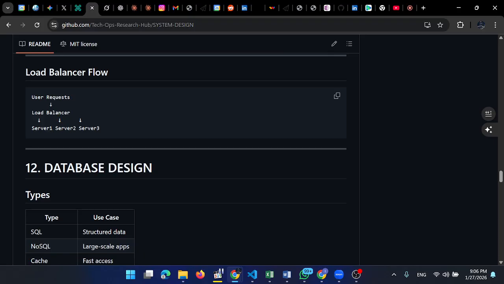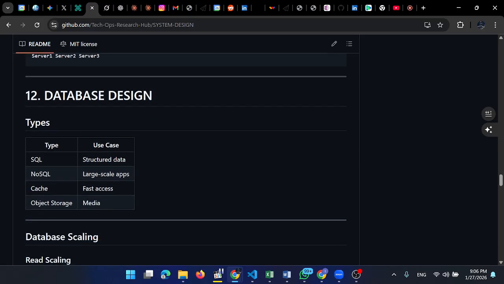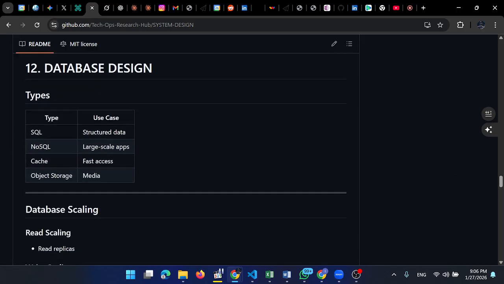So there's what you call the load balancer flow, and when you talk about load balancer flow, we're looking at what we call user requests, and then also the load balancer. In the load balancer, we have server one, server two, and server three. So let's look at database design. Under database design, we have types, which are SQL, NoSQL, cache, object storage, and then we have use cases. Under use case, we have structured data, large scale applications, fast access, and also media.